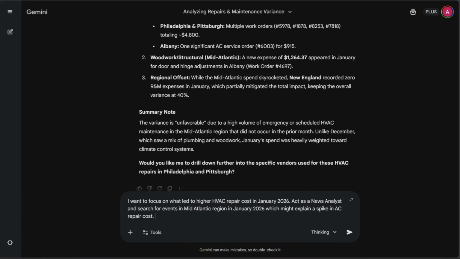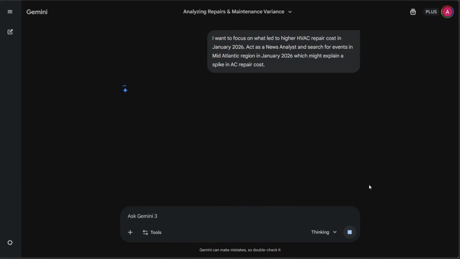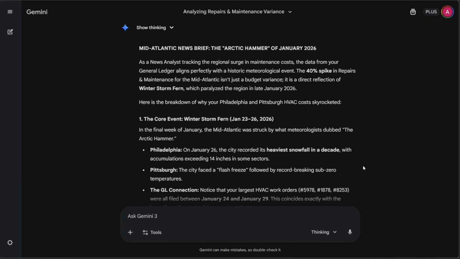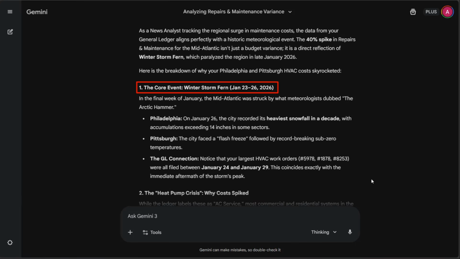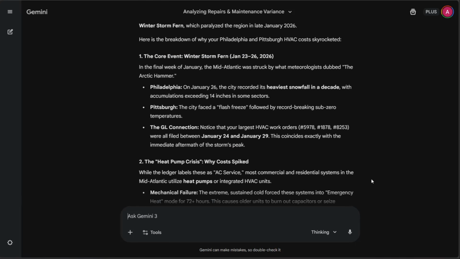Type in the prompt. I want to focus on what led to higher HVAC repair costs in January 2026. Act as a news analyst and search for events in the Mid-Atlantic region in January 2026, which might explain a spike in AC repair cost. The AI identifies factors that an accountant in another city might never have anticipated. It points to Winter Storm Fern as the primary driver of the variance and provides exact insights such as aligning the storm's effects with the specific dates of repair expenses.